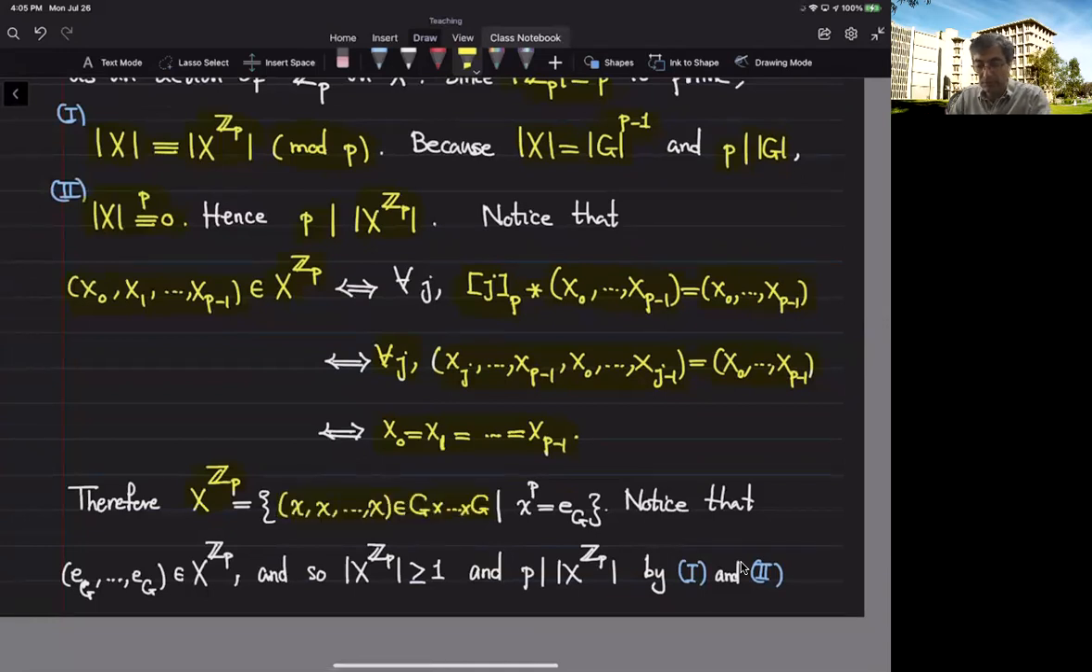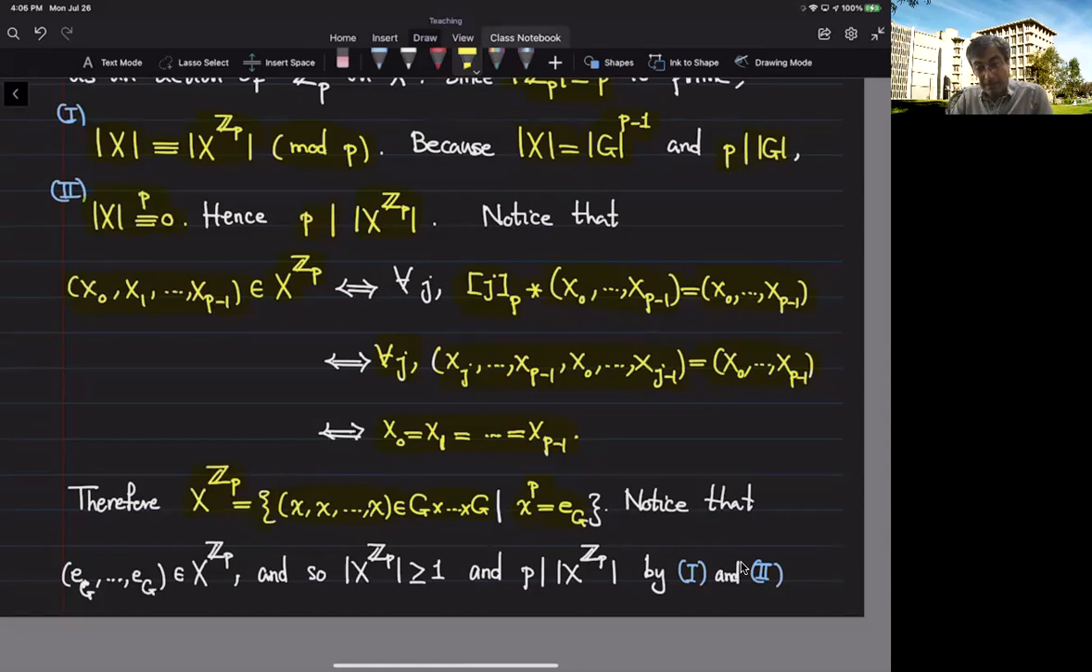And of course, it's supposed to be a solution, so their product is the identity. So this means I'm looking for x, x, x, p of them, so that x to the p is the neutral element of the group. All of a sudden, I get to the equation that I was interested in. Now, notice that so far we have proved that the cardinality of this set should be a multiple of p.